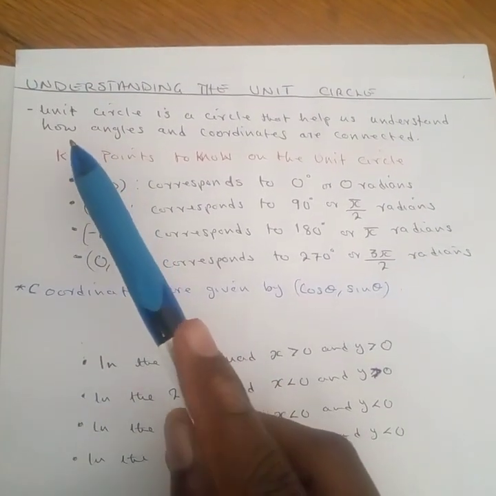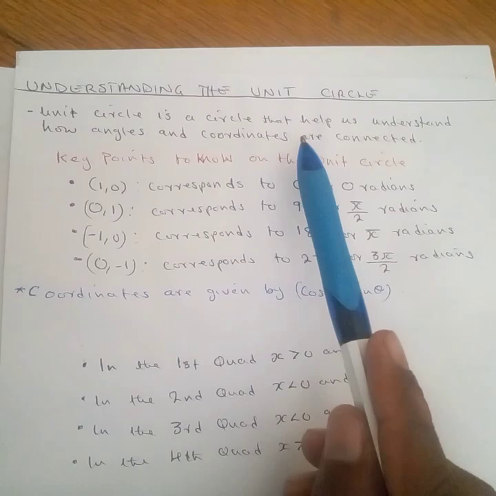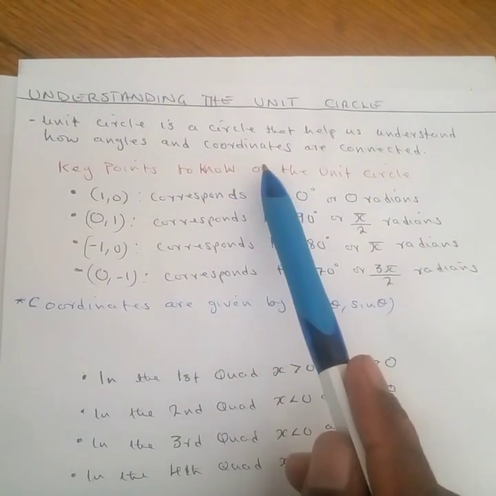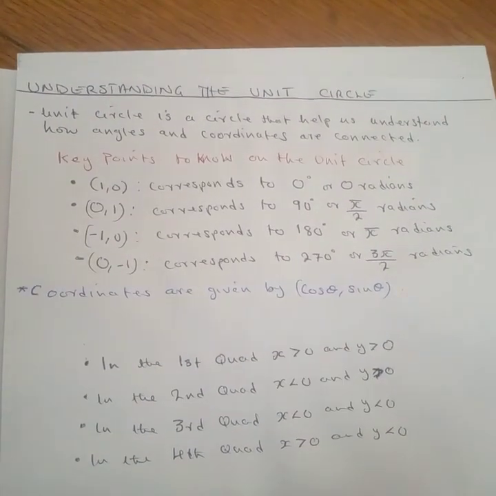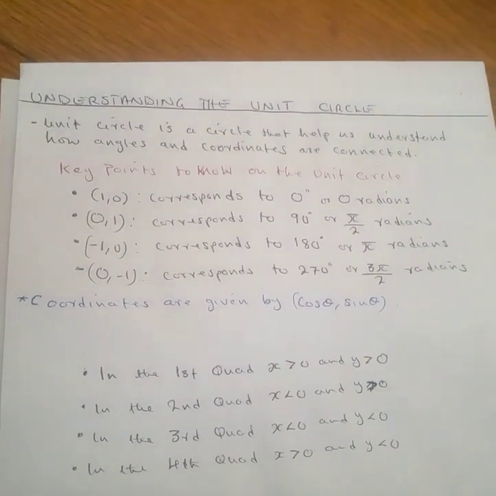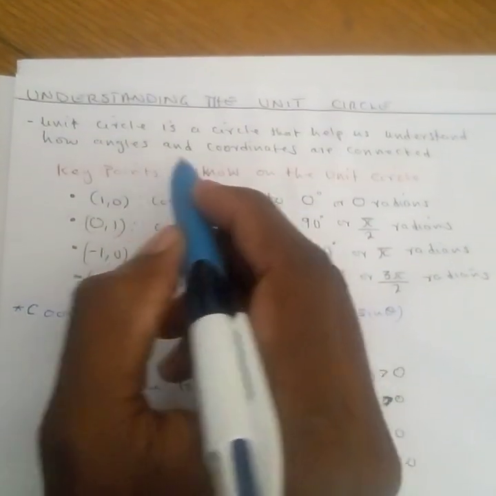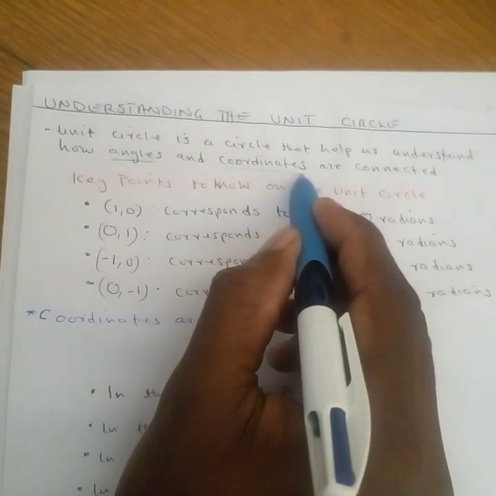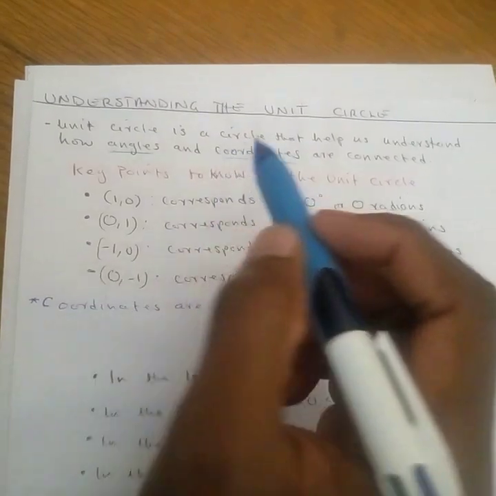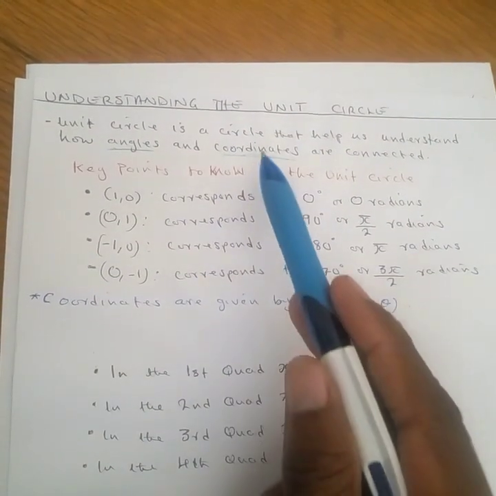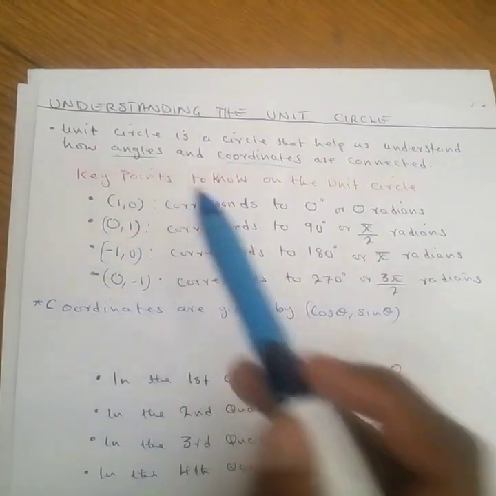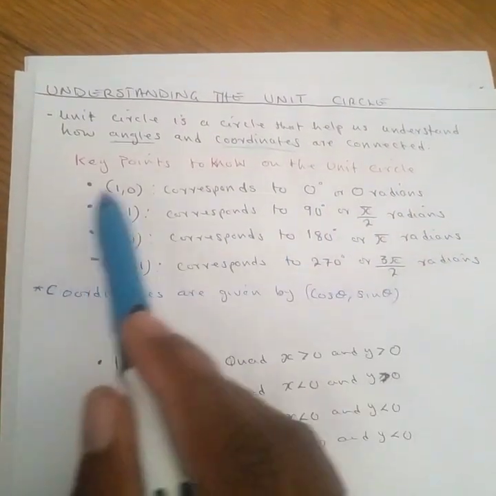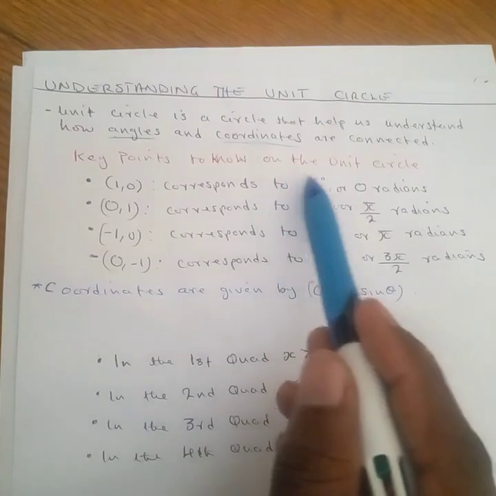We are simply saying a unit circle is a circle that helps us understand how angles and coordinates are connected. Now, remember we looked at angles and coordinates in the previous video. In the previous video, we looked at how angles and coordinates are connected in terms of trigonometry. We were able to find the coordinates of special angles, and so the unit circle will help us as well in this area.